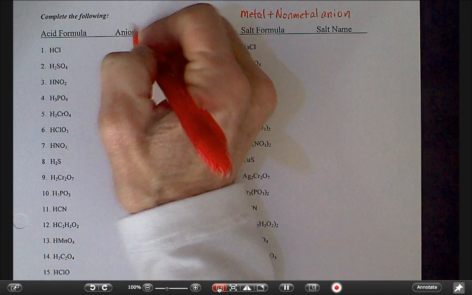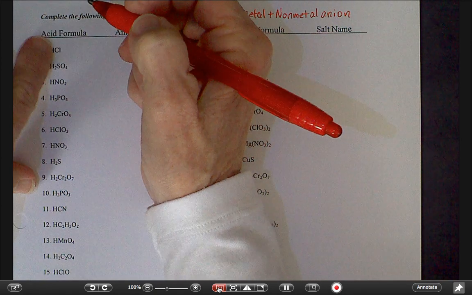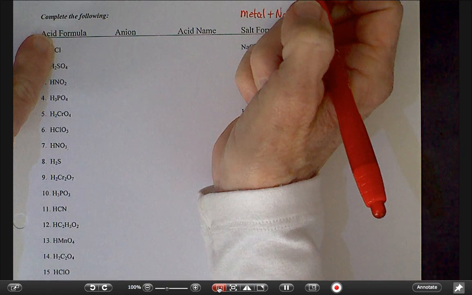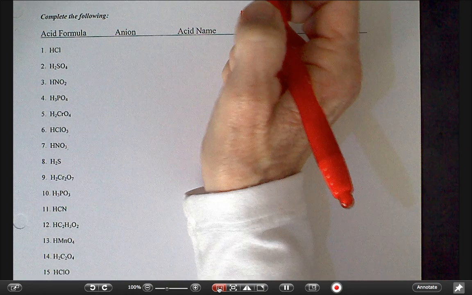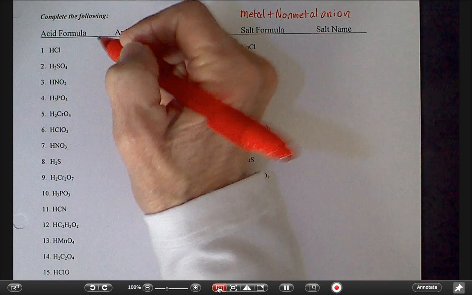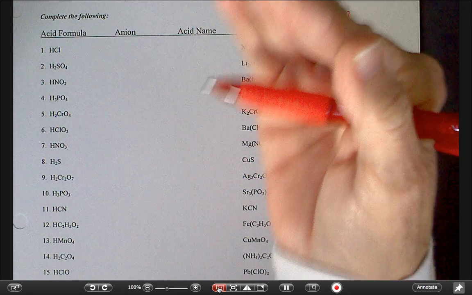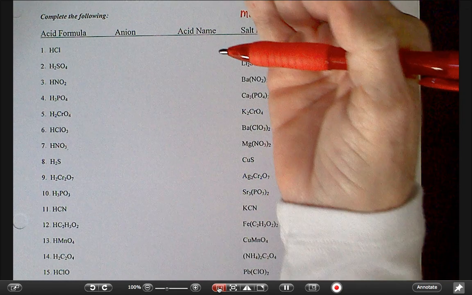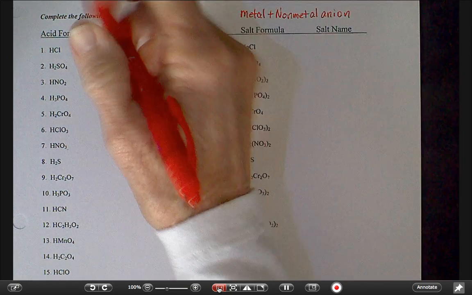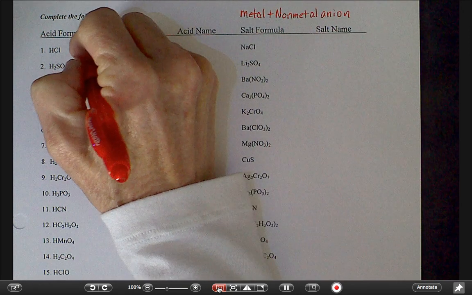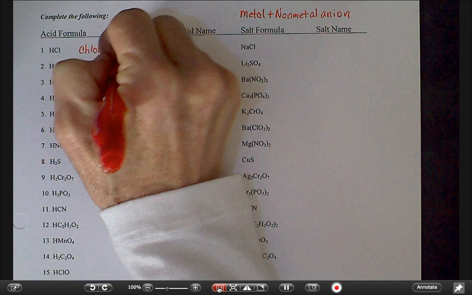Anion brings up the back end. Everybody put your finger over H and you're looking at the anion. Does that make sense? So Cl is from the periodic table. Chlorine is the element name, but I want the name of the anion. It is chloride. Does everybody understand? So we're going to write chloride.